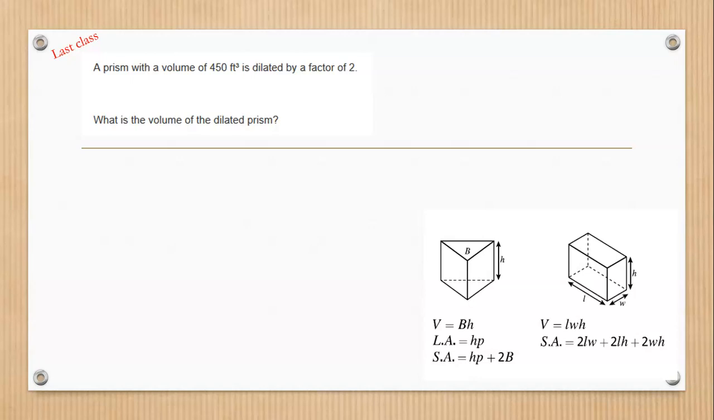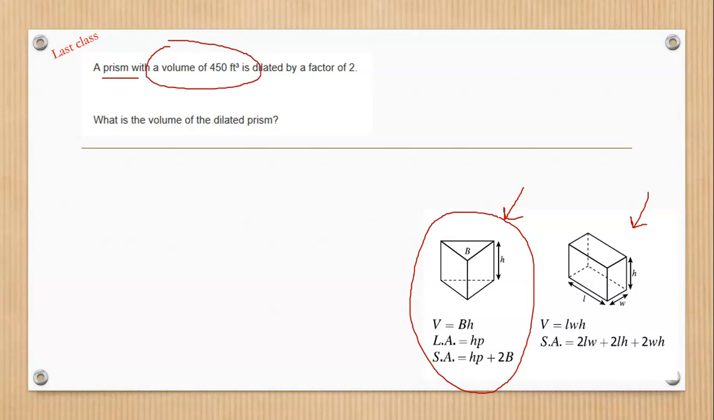So here is our prism. Now this one is a little bit tricky because it doesn't tell you what kind of prism it is. Remember, we have two types of prisms here. We have the triangular based prism and we have the rectangular or square based prism. So I don't really love this question because it doesn't tell you what type of prism. Sometimes it won't matter, but I'm just going to choose for us and say, let's do the triangular based prism. So it tells you the prism has a volume of 450.